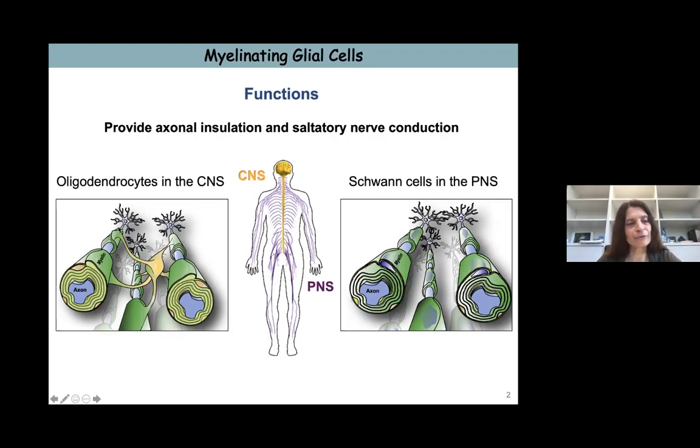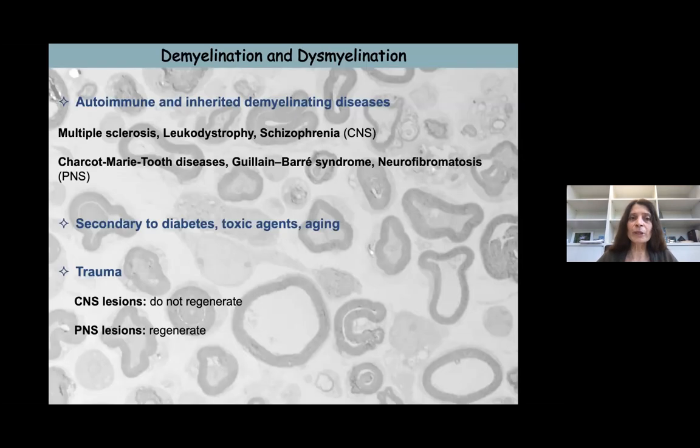And this myelin that they form is critical for the functioning of the nervous system, because if there is no myelin, then the nervous system is poorly functional and is very sensitive to degeneration. So in humans, there are different cases where there is a demyelination or dysmyelination, so aberrant myelin formation. This can be due to autoimmune and inherited demyelinating diseases. I'm going to cite a few. Of course, this is not an exhaustive list.